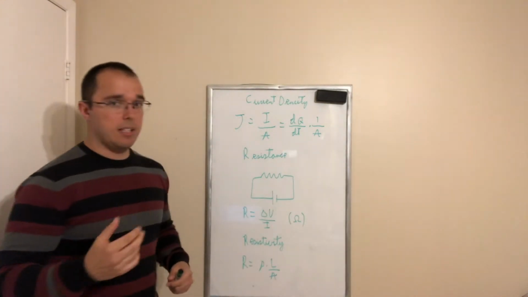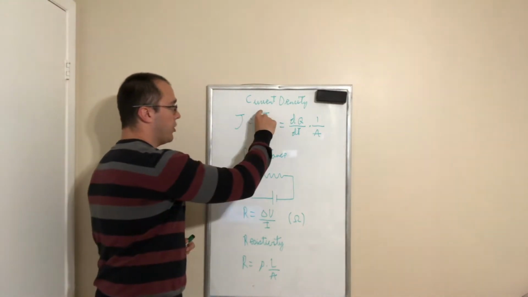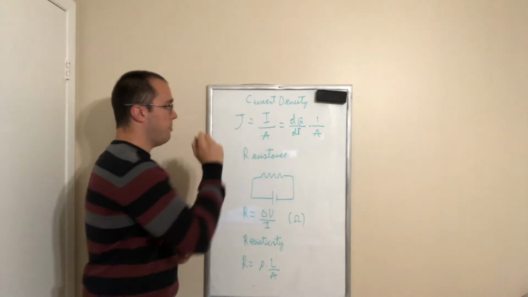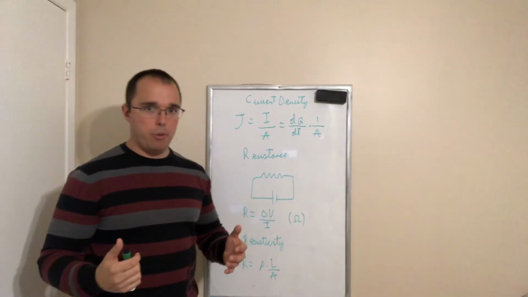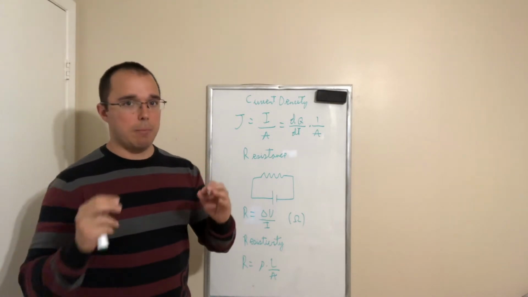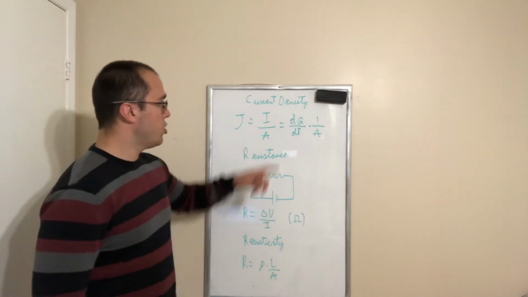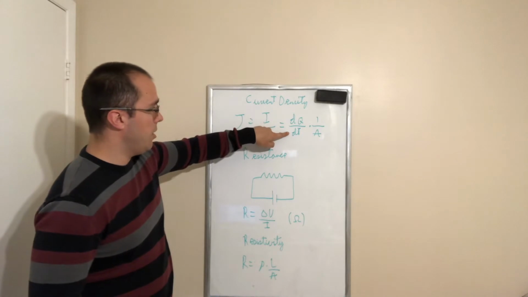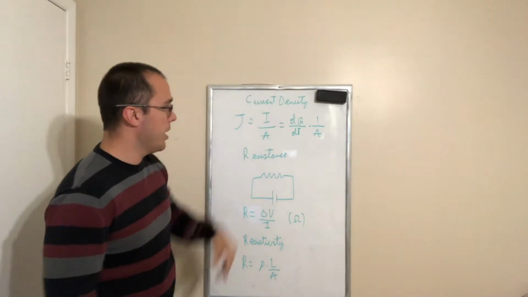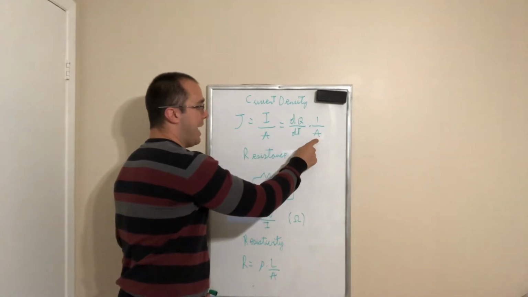So the current density is simply the amount of current per unit area. So I divided by area. And as I mentioned in the previous video, when I'm talking about the current, 99% of the time I'm talking about the instantaneous current. So dq divided by dt, all right? So the rate of change in the charge with respect to time. Here we have 1 divided by A, the area.